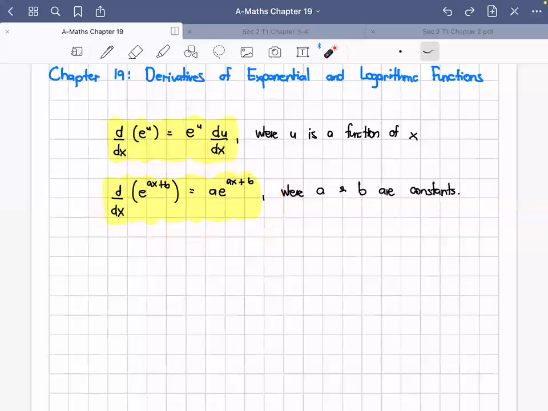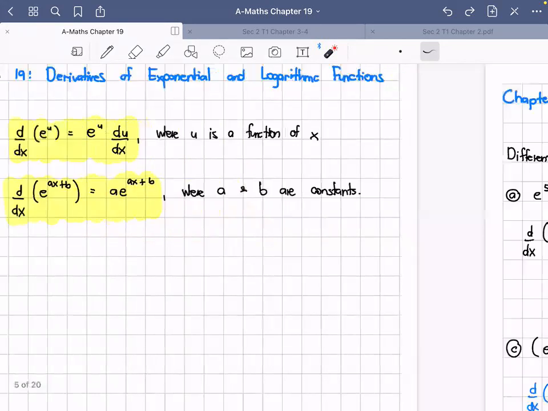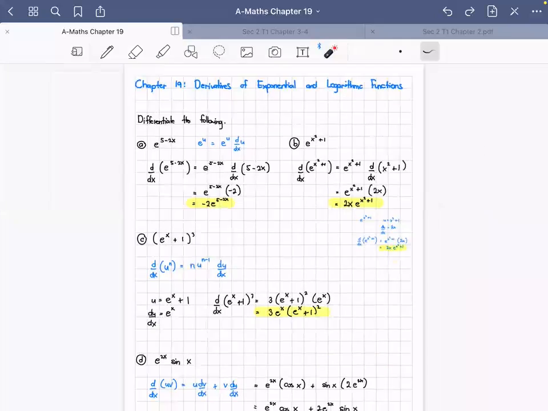If e is raised to an expression ax plus b, wherein a and b are constants, so it's a linear one most of the time, this coefficient will be multiplied in front of the letter e. That's why we have a here. And then we just write the expression again, ax plus b. So we had this yesterday. Let's just recall.